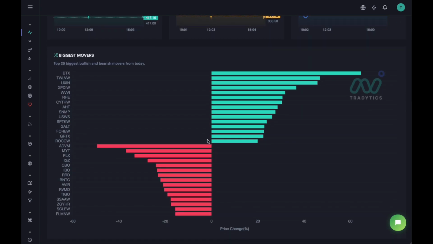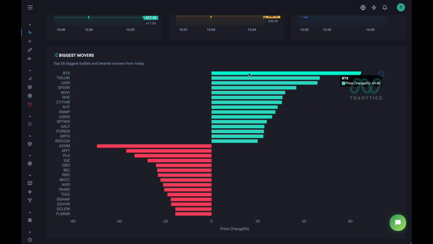So this shows you the largest bullish and bearish movers from today, and this gets updated every 1 minute. The entire dashboard gets updated every 1 minute, and you can see that BTX moved about 64% today. And this dashboard is really useful for day traders. It's not that useful for swing traders because the stocks that are here are extremely volatile, and volatility, especially with stocks that are moving in such large percentages, is really useful for day traders.